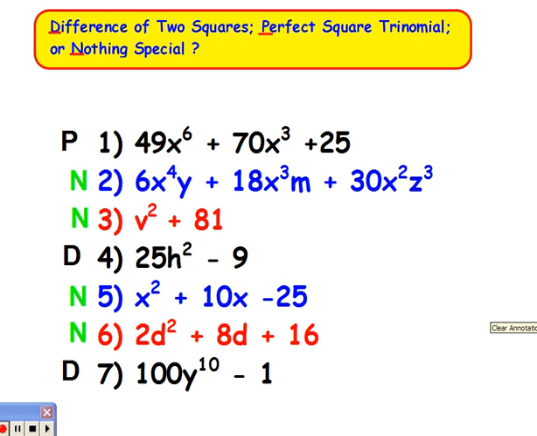Number 5, okay, it's a trinomial, so the only thing special it could be is a perfect square trinomial. Can't have a minus on there for a perfect square trinomial, so it's not anything special. It might be factorable, I don't know. Number 6 is a trinomial, so the only thing possible would be a perfect square trinomial. I don't believe 2 is a perfect square, so we're moving on. And number 7, this is 10y to the 5th squared minus 1 squared. This is a difference of two squares.